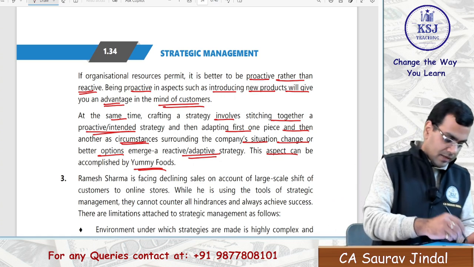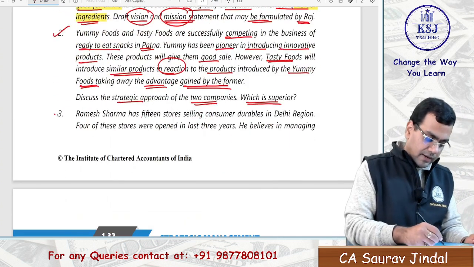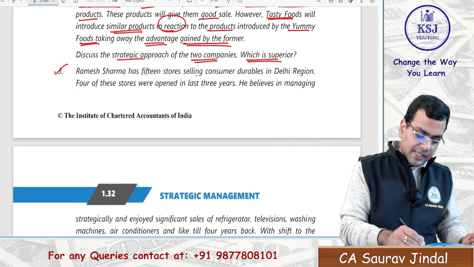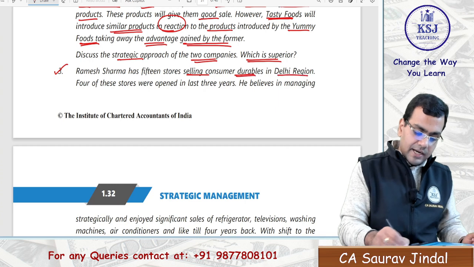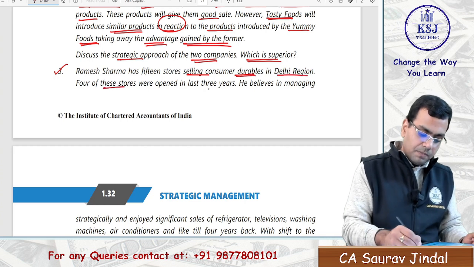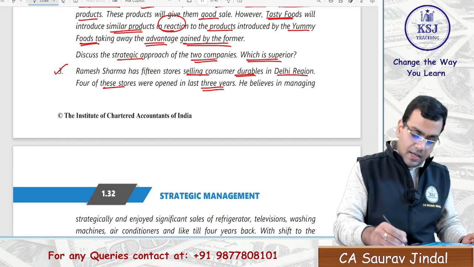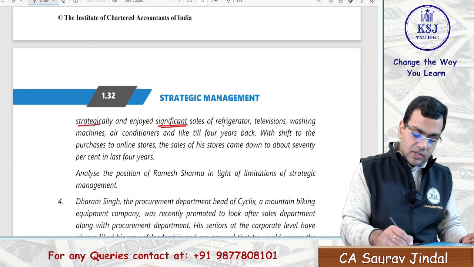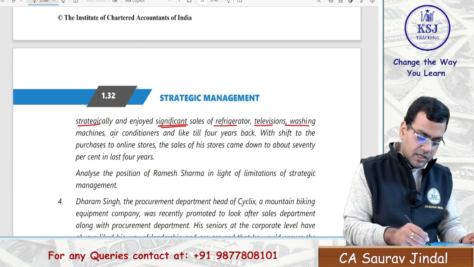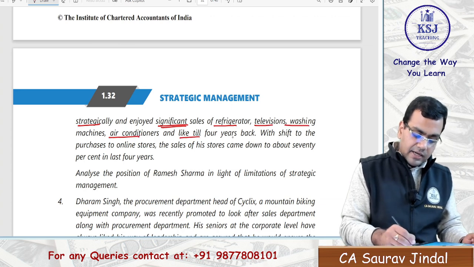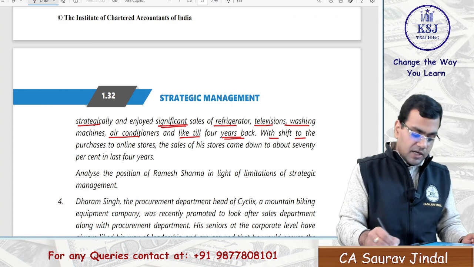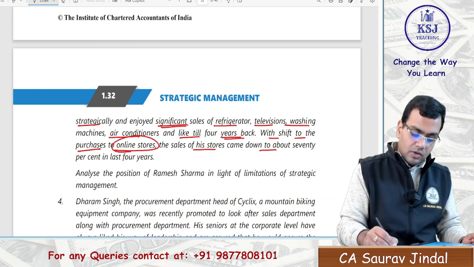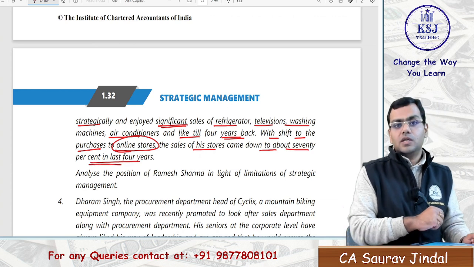Okay, now coming to the third one. Ramesh Sharma has 15 stores selling consumer durables in the Delhi region. Four of these stores were opened in the last 3 years. He believes in managing strategically and enjoyed significant sales of refrigerators, televisions, washing machines, air conditioners and the like till 4 years back. With the shift of purchases to online stores, the sales of his stores came down by about 70% in the last 4 years.